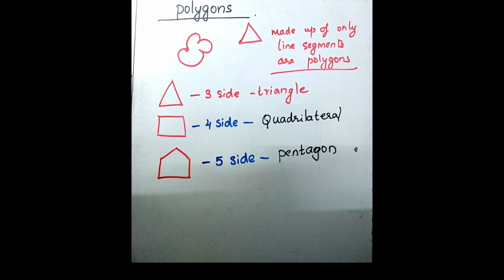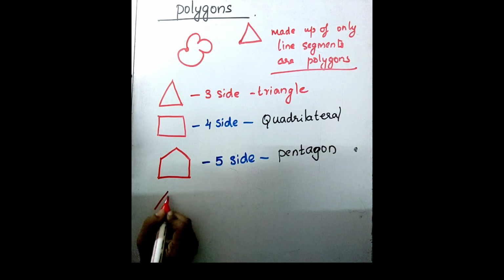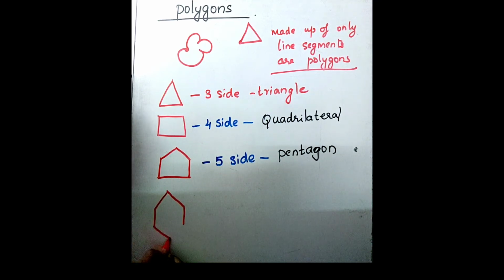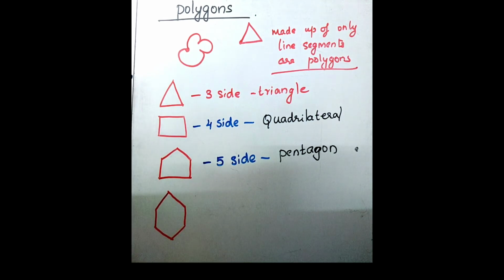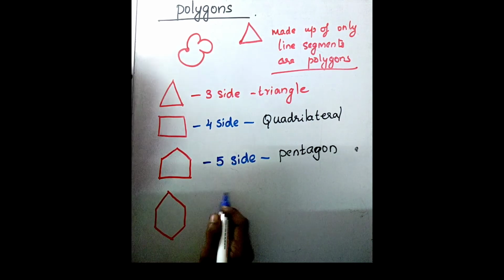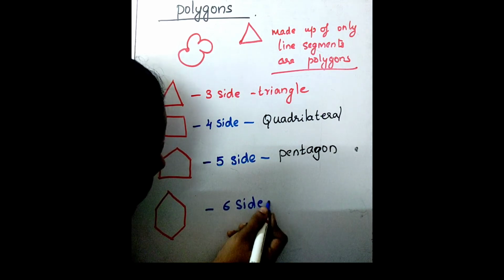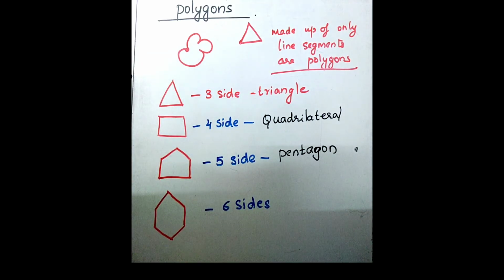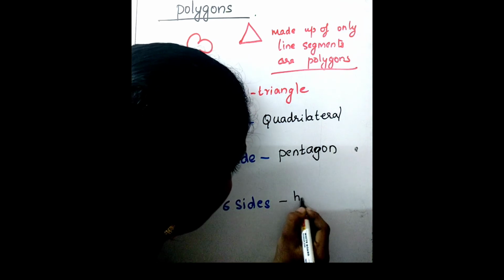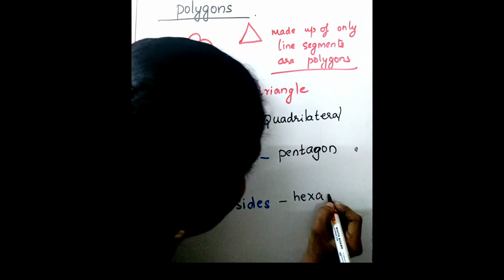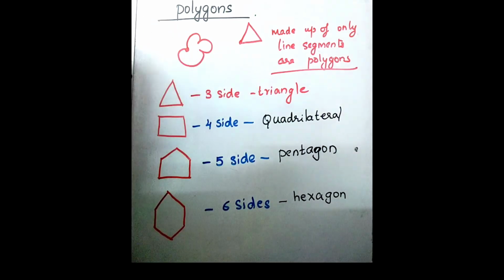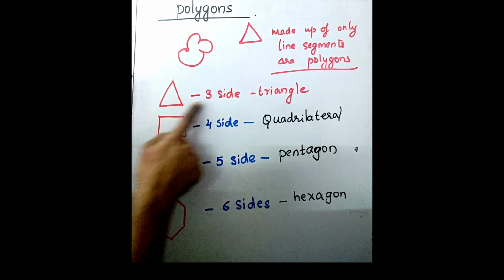Then there is another type, a six-sided figure. 1, 2, 3, 4, 5, 6. So this has six sides, six line segments. A six-sided figure is called a hexagon. Hexagon.